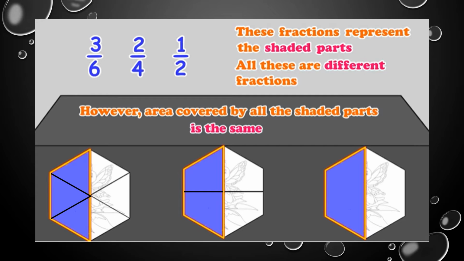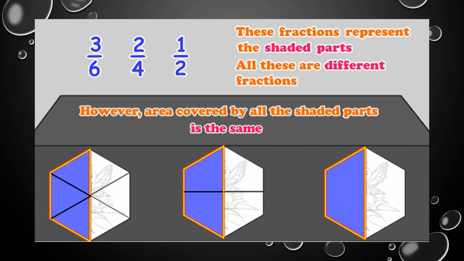If we take each half and break it up into 2 more parts, we've doubled our parts, and now we have 4 equal parts. But notice, the same area of that hexagon is shaded. So these are 2/4, which is the same as this 1/2.